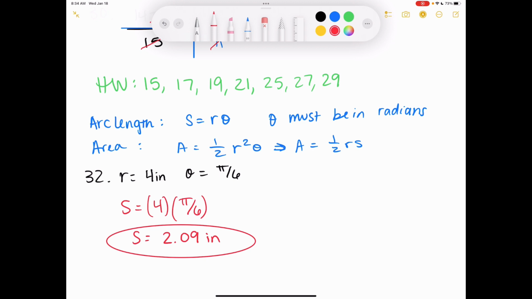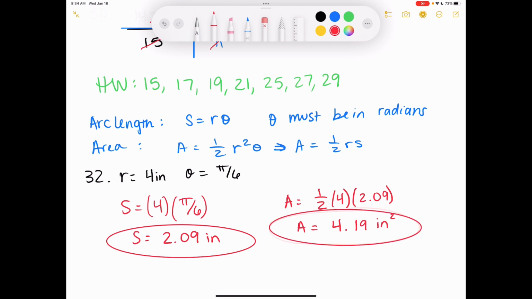And then area, since I've already found arc length, I'll go ahead and use this modified formula. So area is equal to 1/2 times R, which was 4, times S, which was 2.09. Now use the value that's already saved in your calculator when you do this. So just take your answer from the previous and then multiply it by 4, divide by 2. And so your area is 4.19 inches squared. And I've obviously rounded both of those answers.